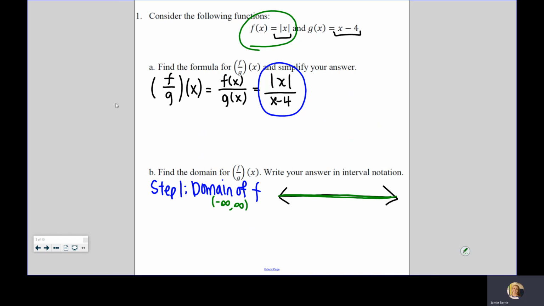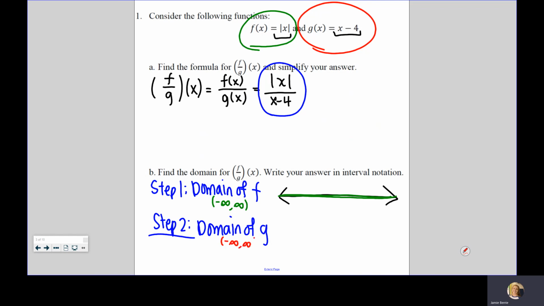All right, step 2, find the domain of g. Let's look up here at g. G of x is x minus 4. Again, that's not a fraction, it's not a radical, so the domain's all real numbers. So that's why I was saying this is an easy one to start off with, because we got these easy domains. Go ahead and graph that on the number line.